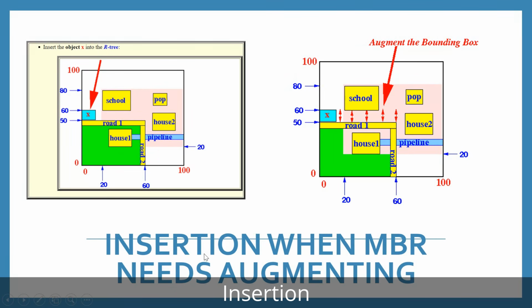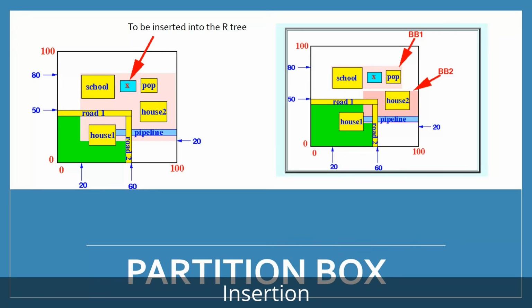Next is an insertion when the MBR needs augmenting. So over here we are inserting object X into the artery. As you can see, the MBR ends over here. So in order to fit X into the MBR, we need to augment the MBR and make it larger so that X can also be covered. This is the second type of insertion.